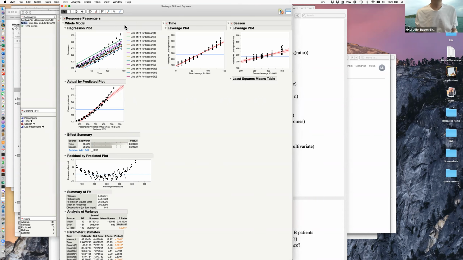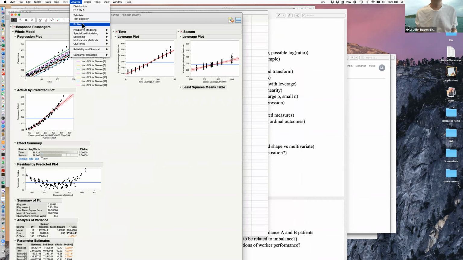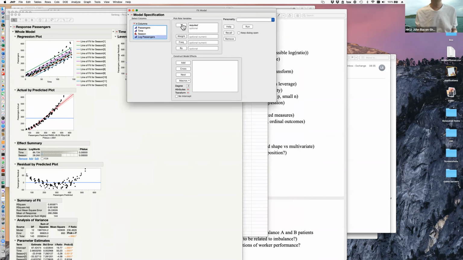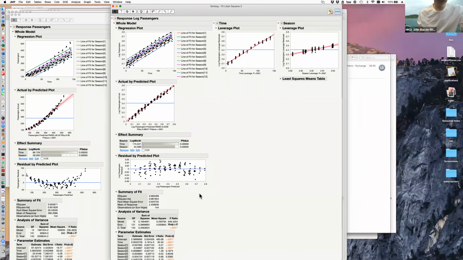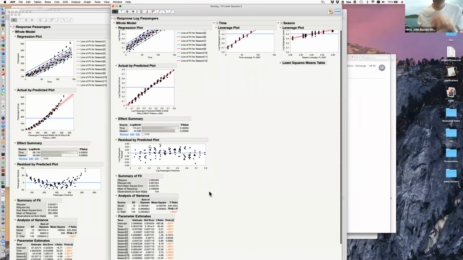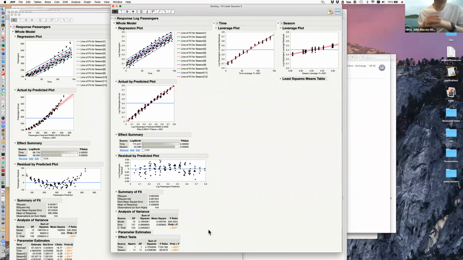So let's keep this one on the left and repeat the same model, except we use log passengers as our dependent variable instead of passengers. So now our adjusted R-squared jumps up to 98%. Again, as far as the effect test is concerned, this is very strongly significant. And now you can see the residuals are a lot better in terms of the pattern, that the apparent quadratic term has gone away. The variability is reasonably consistent now.